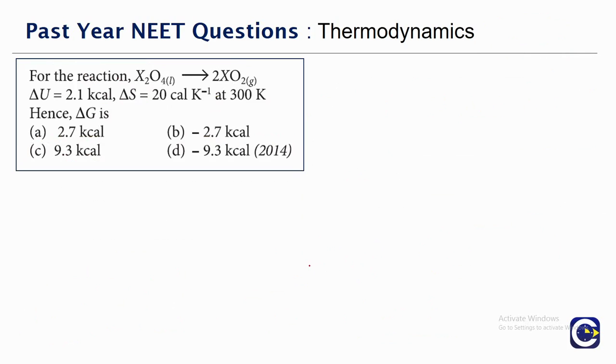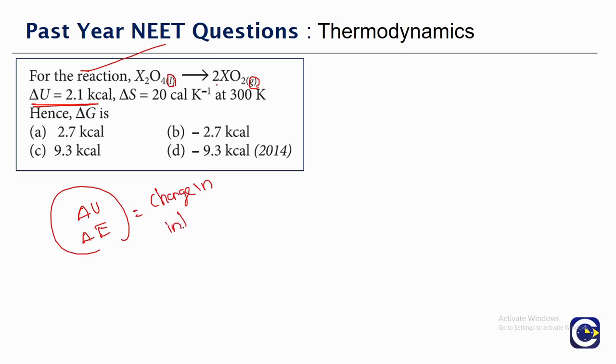Okay, another question. This question came in 2014. For the reaction X2O4, whenever a reaction is given to us, focus, you have to also look at the phase. X2O4 is in which state? The liquid state, giving rise to 2XO2 gas. So the reactant is a liquid and the product is a gas. They are giving us del U or del E. What is this symbol representing? This is representing change in internal energy.